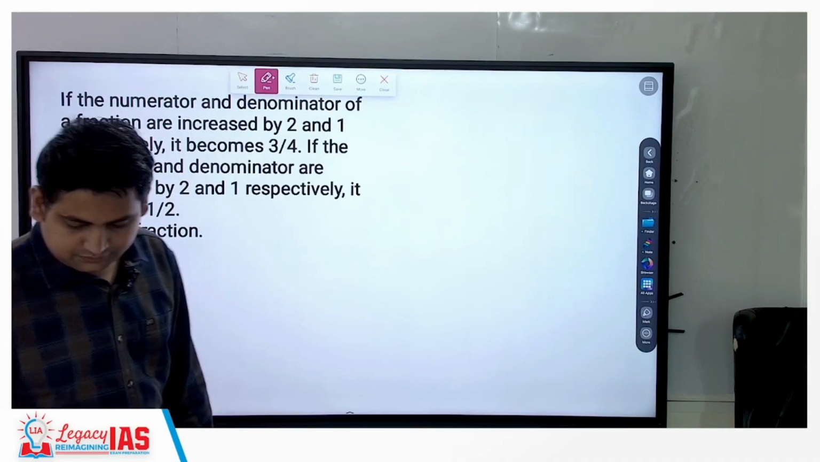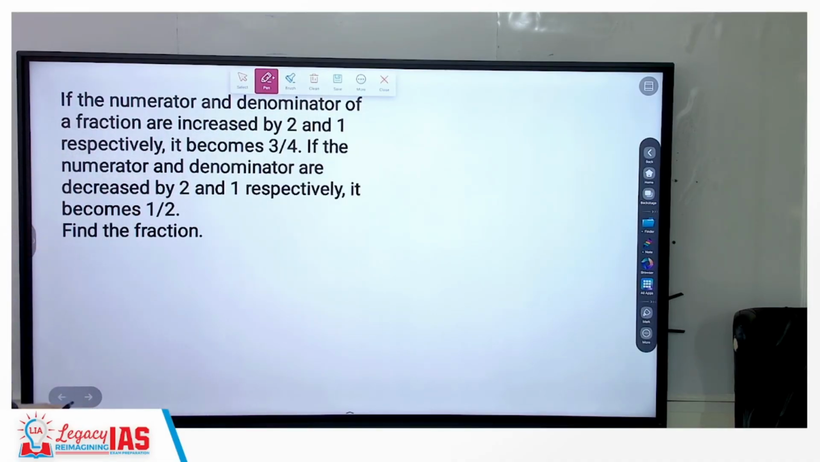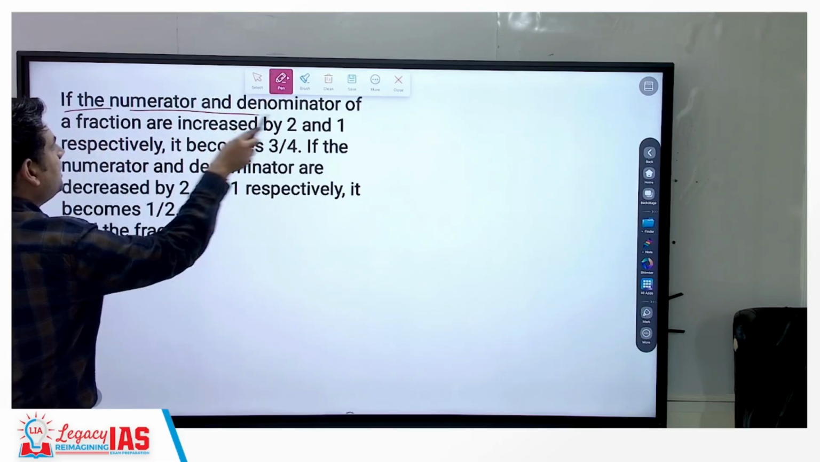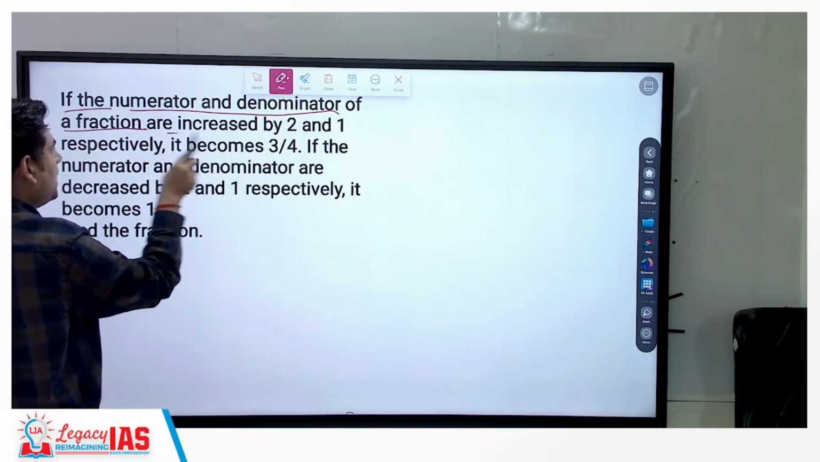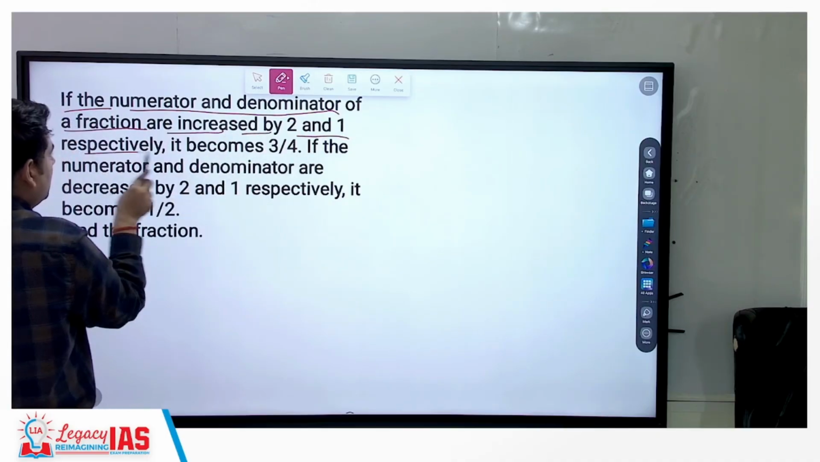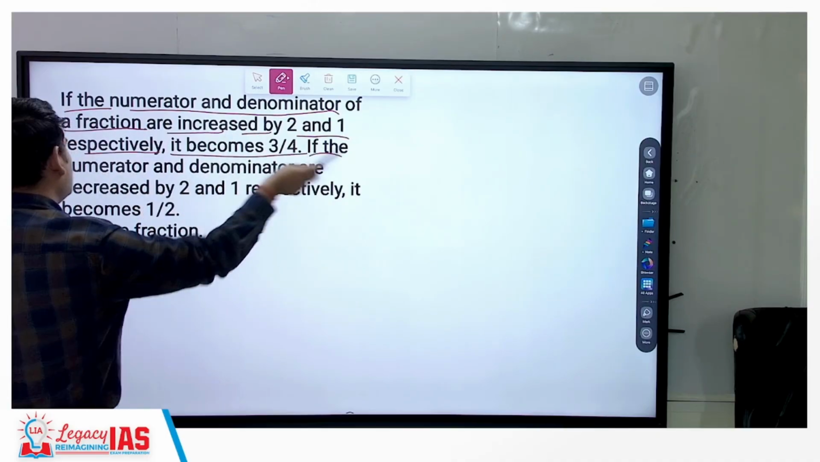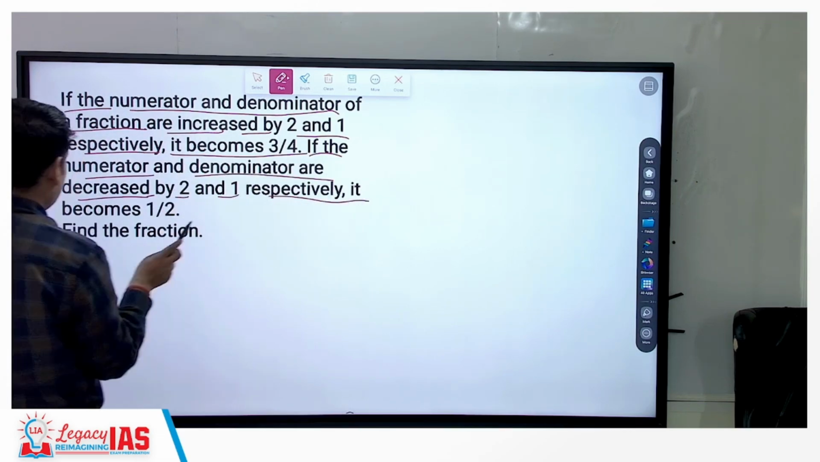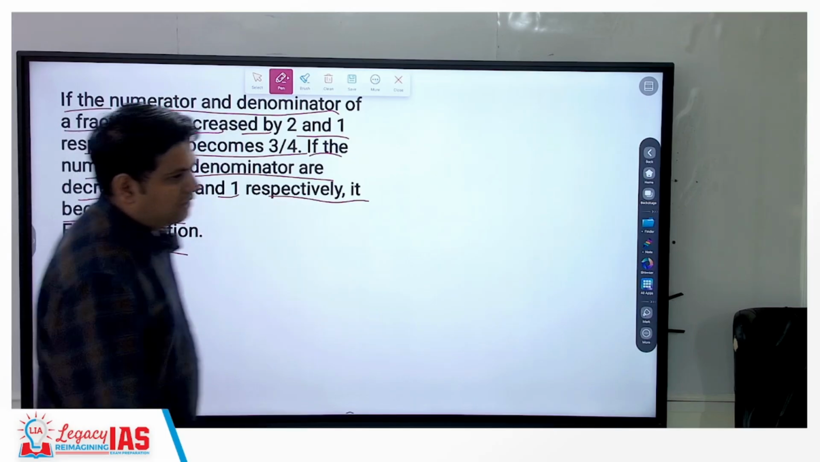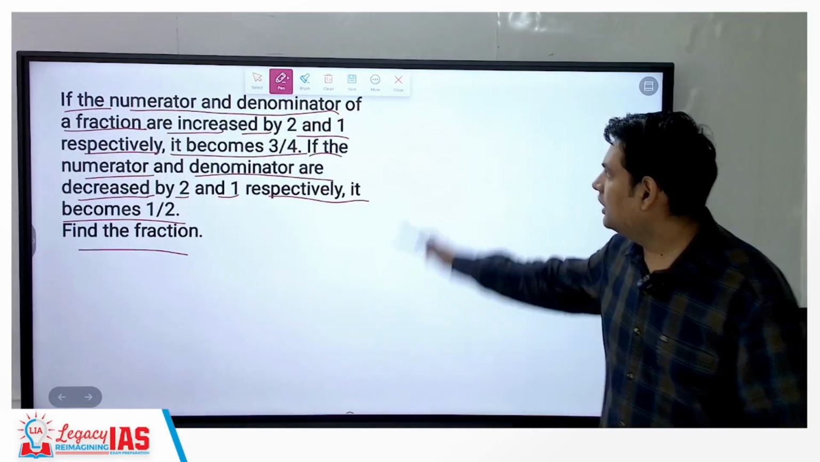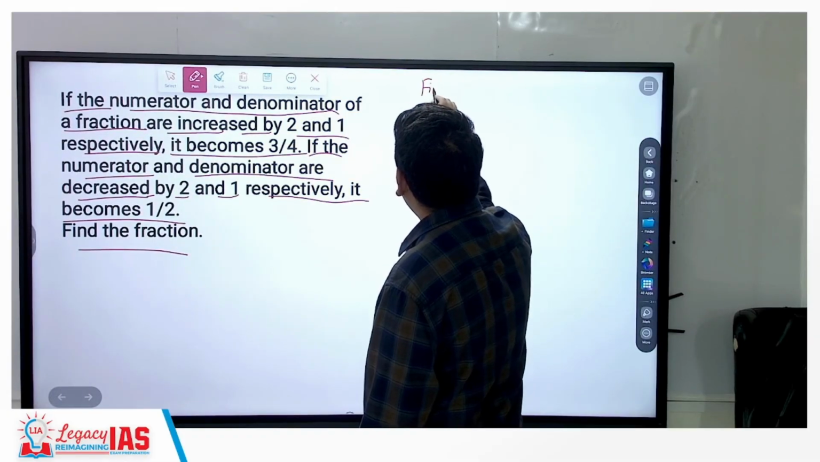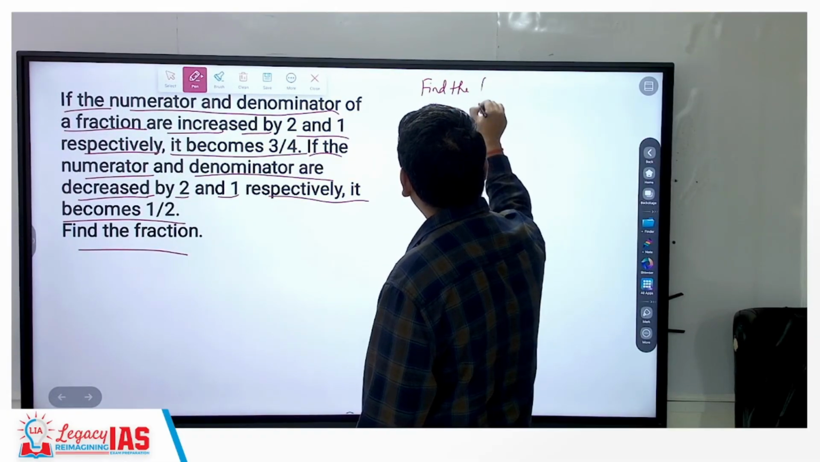What does it say? It says the numerator and denominator of a fraction are increased by 2 and 1 respectively, it becomes 3 by 4. If the numerator and denominator are decreased by 2 and 1 respectively, it becomes 1 by 2. Find the fraction. First thing, what you do always, write what is asked. What is asked? Find the fraction.